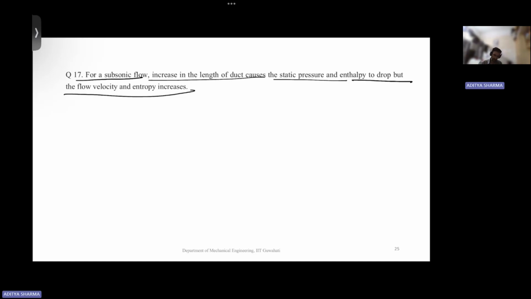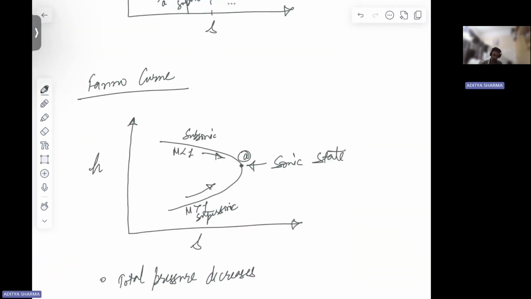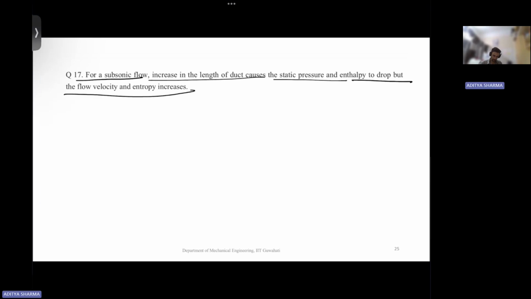But if you see the Fano curve, what does it say about your enthalpy? It says that enthalpy is dipping. Okay. It is dipping downwards. So there will be a drop in enthalpy, and static pressure is also going to drop. Okay. So this is a true statement.